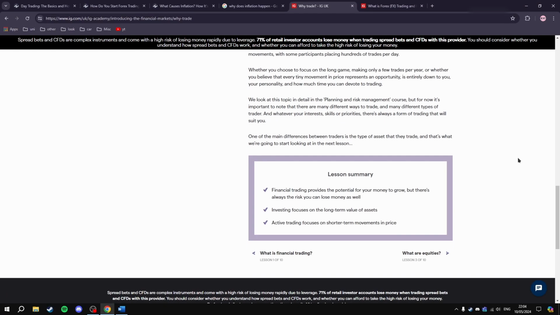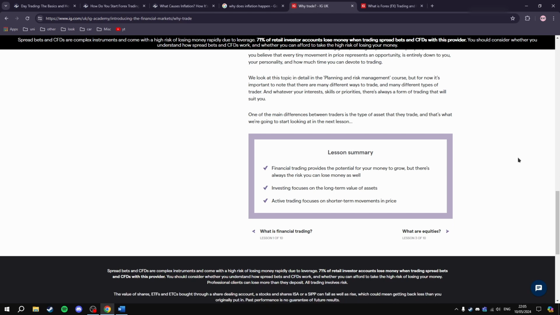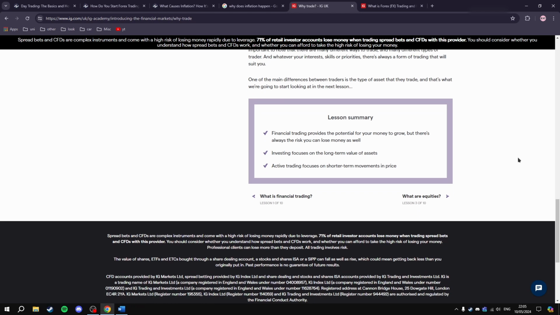Whether you choose to focus on the long game, making only a few trades per year, or whether you believe that every tiny movement in price represents an opportunity is entirely down to you, your personality and how much time you can devote to trading. We'll look at this topic in detail in the planning and risk management course, but for now it's important to note that there are many different ways to trade and many different types of trader. And whatever your interests, skills or priorities, there's always a form of trading that will suit you.